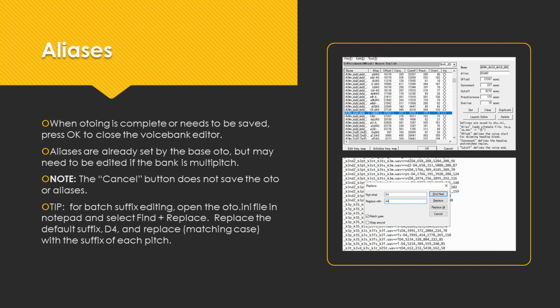The only other thing I'll mention is aliases. Aliases will already be set up by the base OTO, so you won't have to worry about changing anything unless you're doing multi-pitch. In that case, a really easy way to change aliases is to open up the OTO in Notepad, select Find Replace, make sure Match Case is checked, put D4 and find what the pitch you want to change to and replace with, hit Replace All and save.